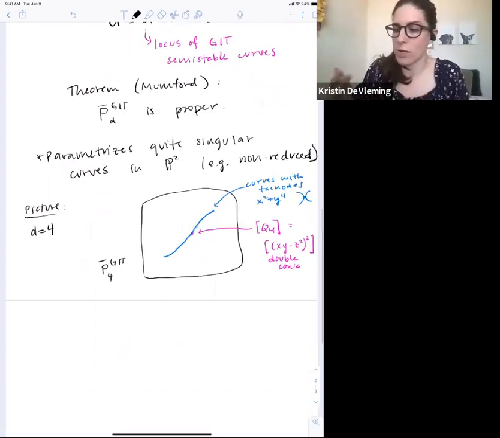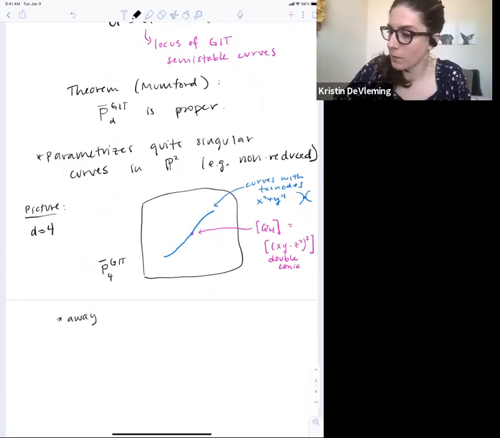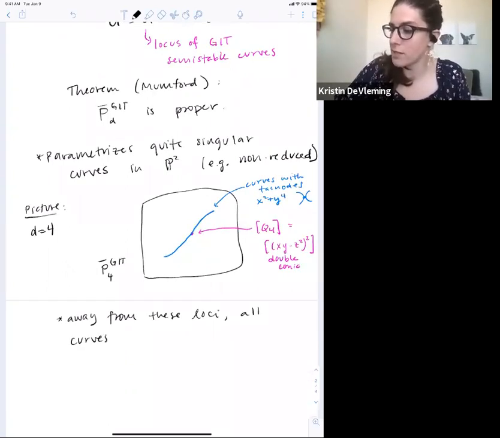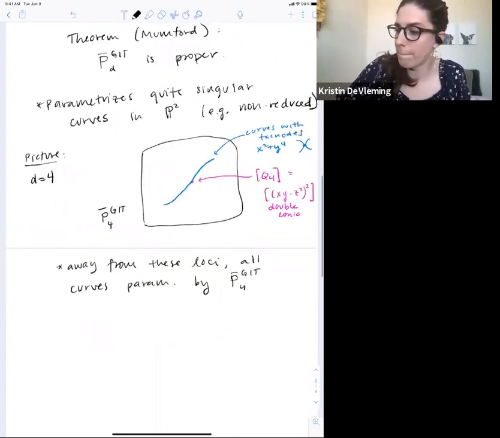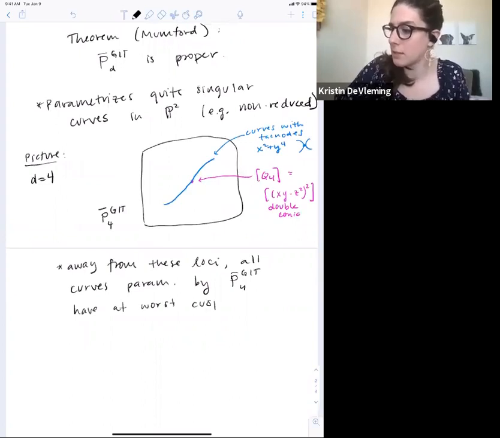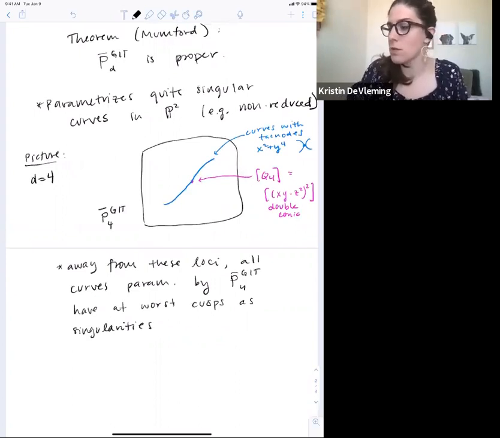So I won't draw too much on the picture because it's just going to get very, very cluttered, but away from these loci, all of the curves parameterized by this moduli space, P4 GIT, have at worst cusps as singularities. So that means the curves that are parameterized are either smooth, they have a node, or they have a cusp.